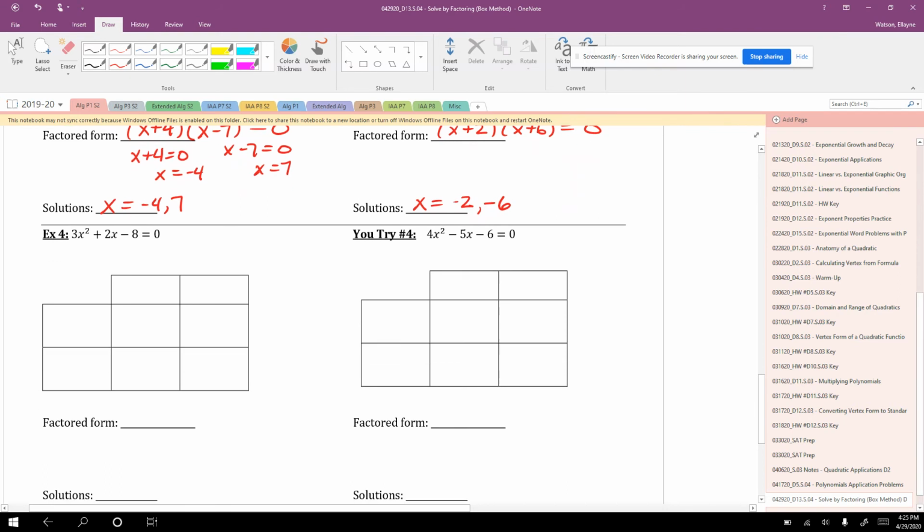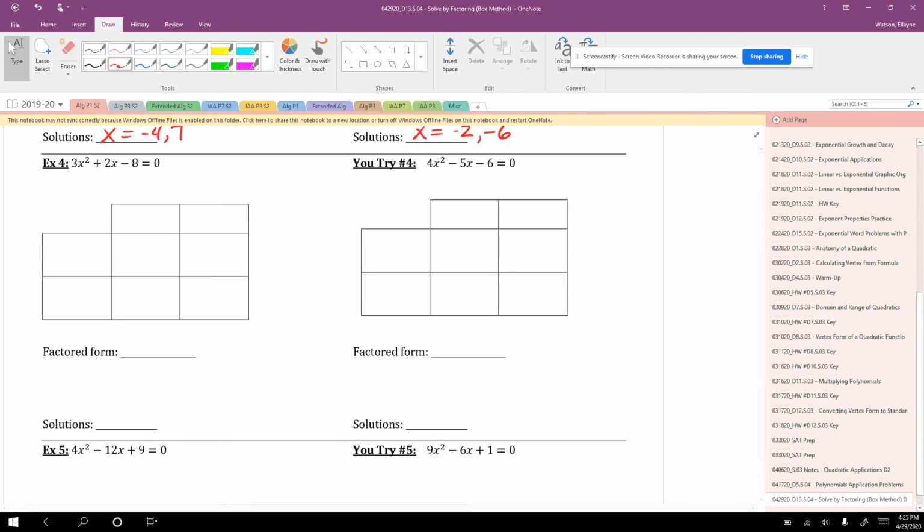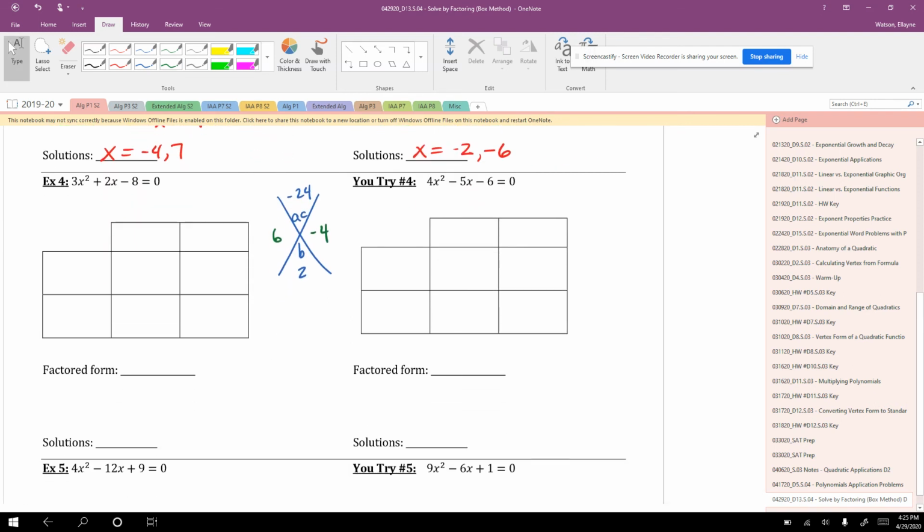All right, we're going to just do a couple more here. All right, again, no GCF here, so we're just going to go into the x game. So again, this is a times c, this is b. A times c is negative 24. B is 2. So two numbers that multiply to negative 24 and add to 2. It's going to be positive 6 and negative 4. All right, go ahead and fill out your box. First and last term stay the same.